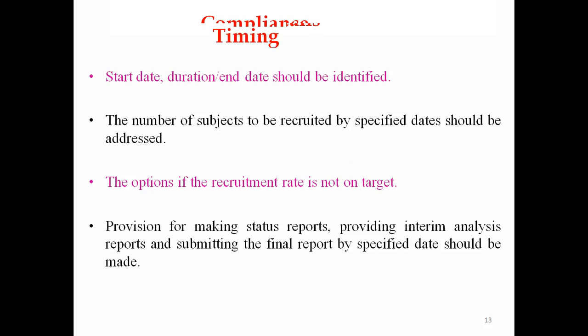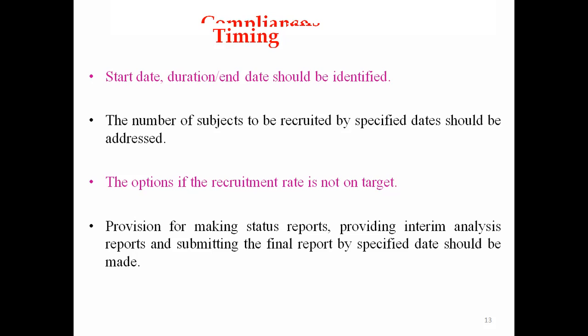For example, from which date to which date you are going to do it, so how much duration is required. So you need to give an assumed timeline. Sometimes the project may need more time, and for that you need to add plus or minus 3 months or 6 months if it is required.